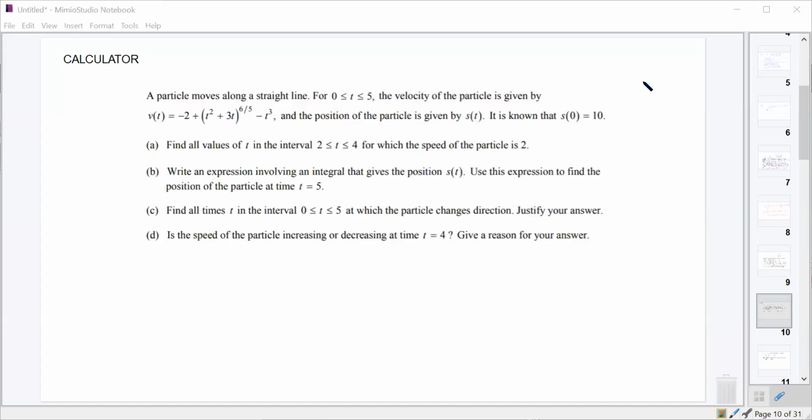Part A, we want to find all time intervals when the speed of the particle is 2. So we're talking about speed of the particle. All we need to do is figure out when the absolute value of velocity is 2. So graph the absolute value of that function and graph y equals 2 and see where those two things intersect. Or graph the absolute value of the function minus 2 and see where it has x-intercepts. So what did you guys get for that?